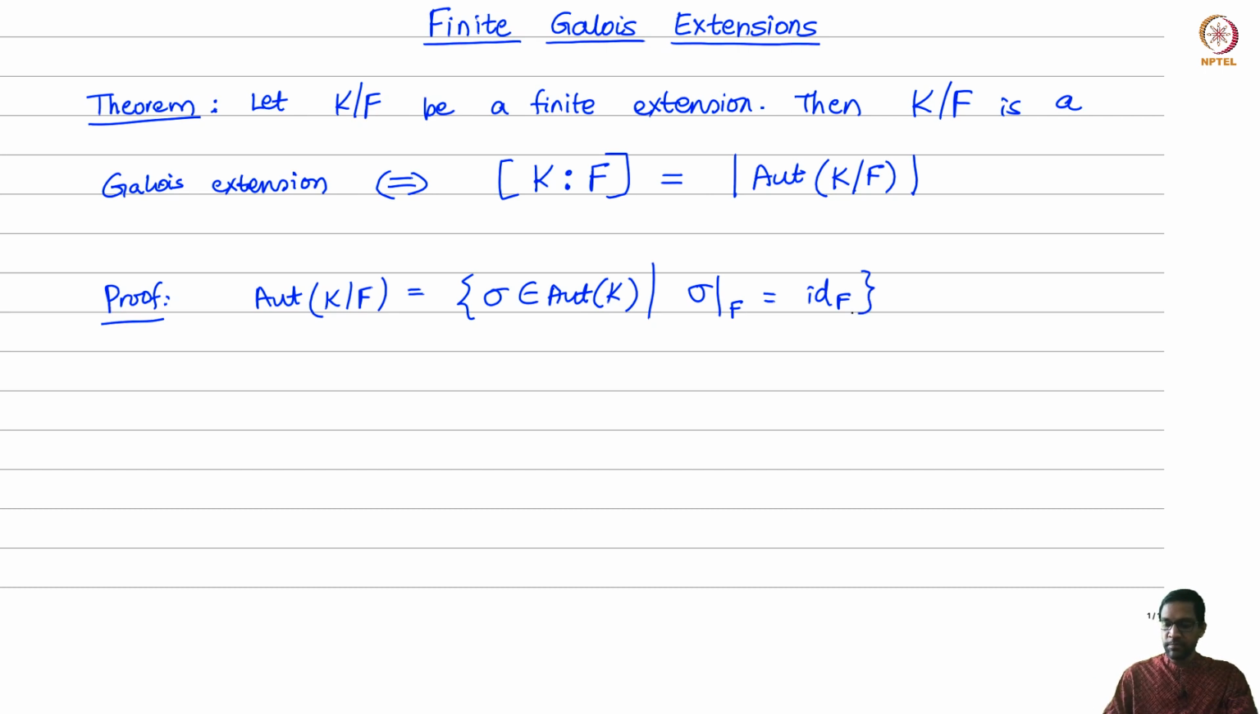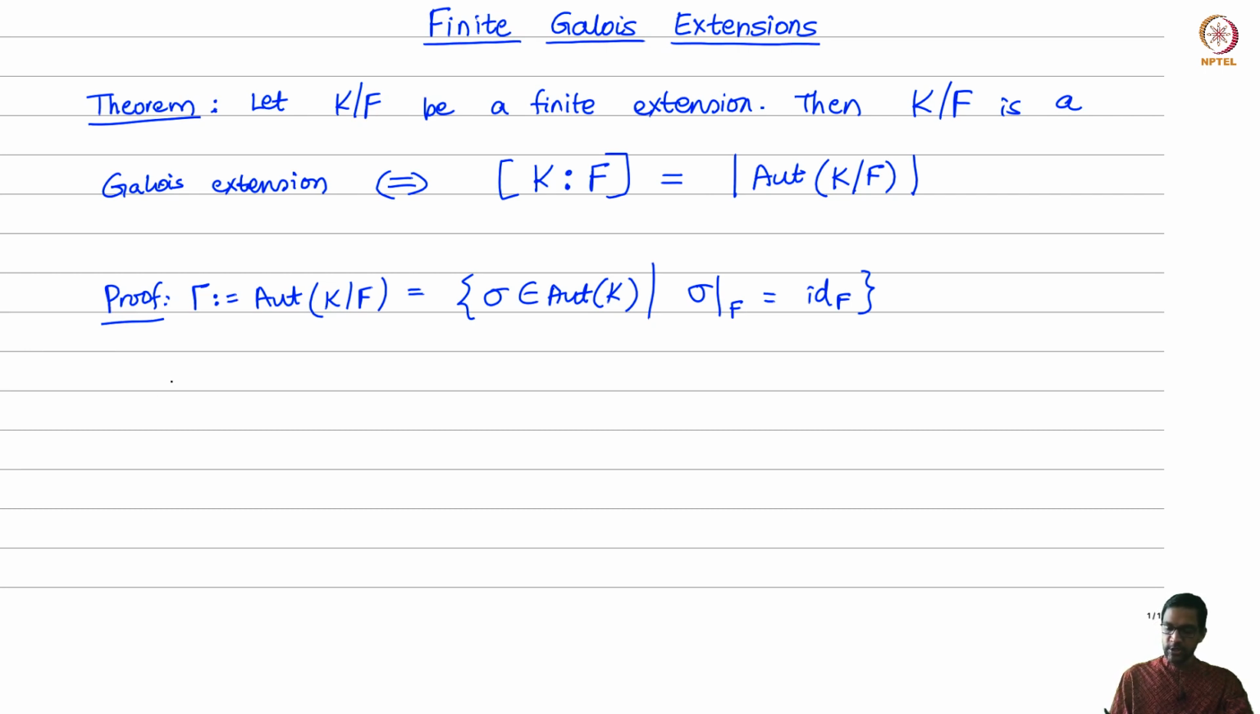right? And let me just call this group Gamma. So this appeared in our earlier characterization of general Galois extensions. Recall that an extension is Galois if and only if the fixed field of this group of automorphisms is the base field itself. Okay, so we'll come to that in the course of the proof. So I have called this Gamma.